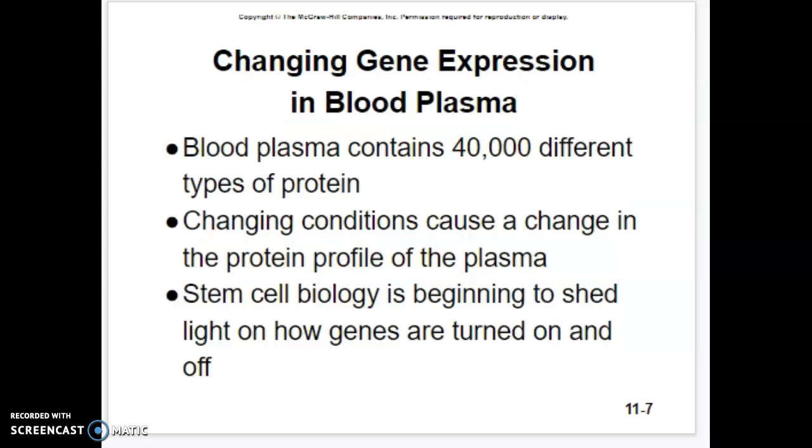All right, so if we look at your blood plasma, the yellow liquid that holds your red blood cells, it kind of feeds them and everything, there are 40,000 different types of protein. Not all at once. They change depending upon where you are in life. And we're looking at stem cell biology to see how that's affecting it. How are certain genes turned on? When are they turned on? Why are they turned off? Because remember, every cell in your body has the same DNA, but they don't make all the same proteins. What is leading to that?